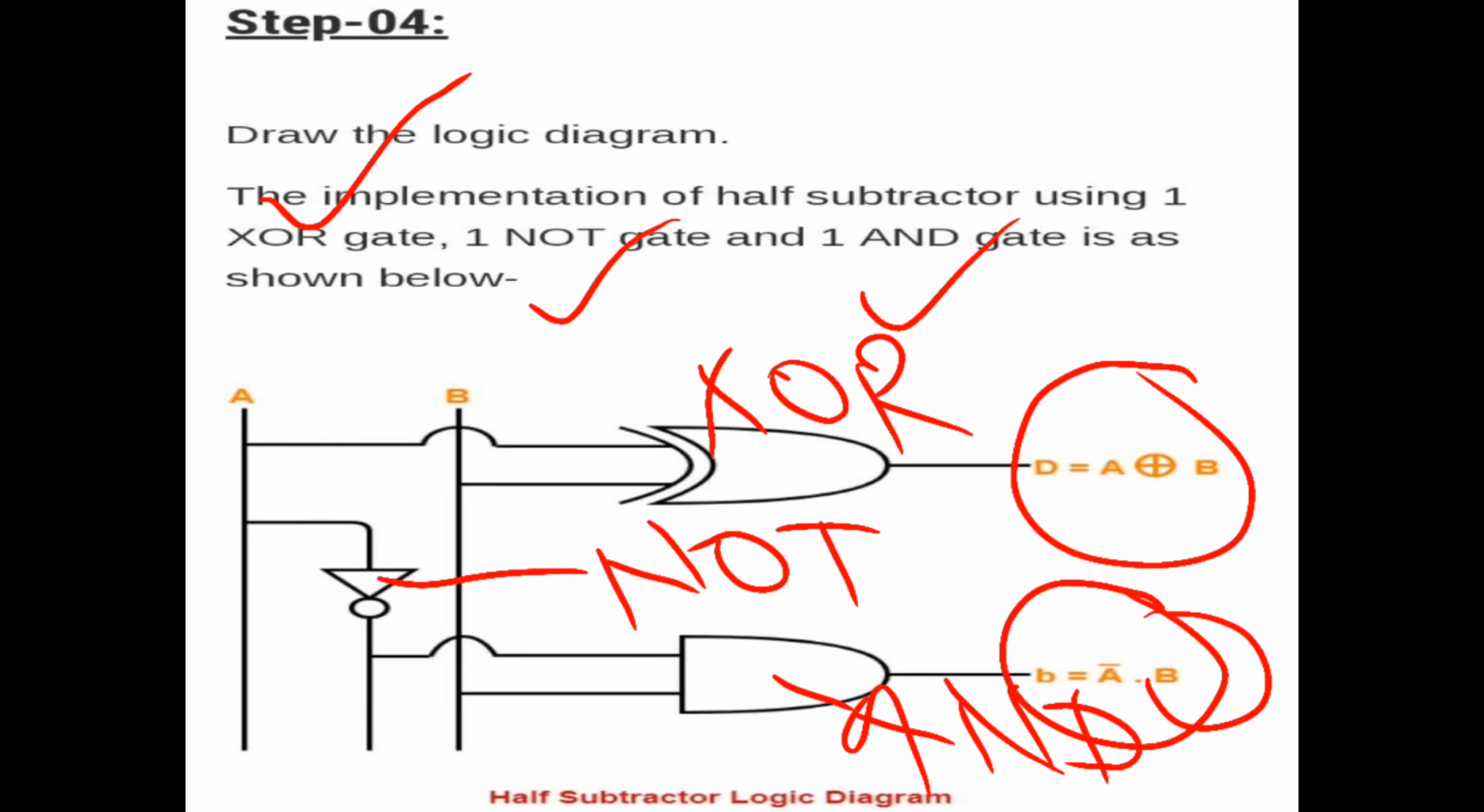And the last step is about the logic implementation: how logically these expressions are implemented, which results in D, that is the difference, and B, that is the borrow. So from this logic diagram, it is very clear that we require a single XOR, single NOT, and a single AND gate.